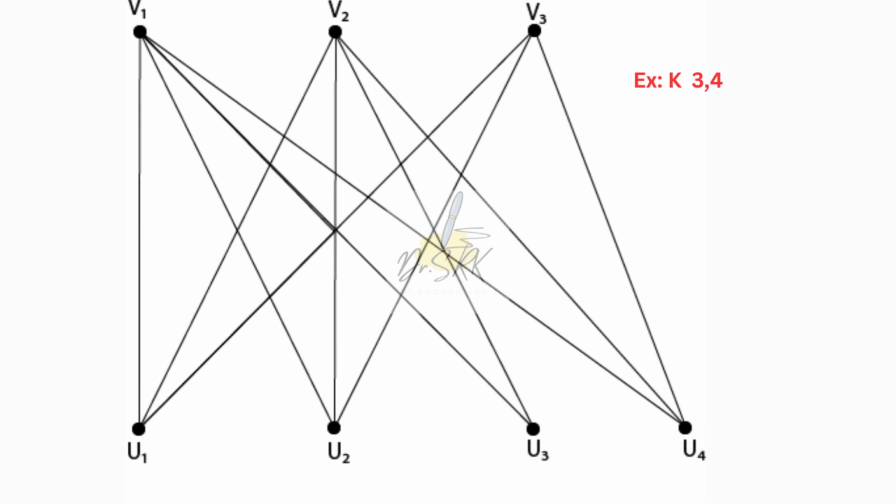Look at the example here. This is K34 graph, means the given vertex set can be partitioned into two subsets. First subset is V1, V2, V3. Second subset is U1, U2, U3, U4. Observe this graph. Each vertex in the first subset is connected to each vertex in the second subset of the vertices by an edge. That's why this is complete bipartite graph.